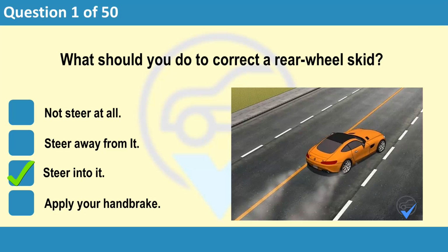If your car skids and the rear wheels slide to the right, you need to steer into the skid, i.e. to the right, until the front and rear wheels are brought into line. Don't oversteer or you'll cause a skid in the opposite direction, and this will make the situation worse.